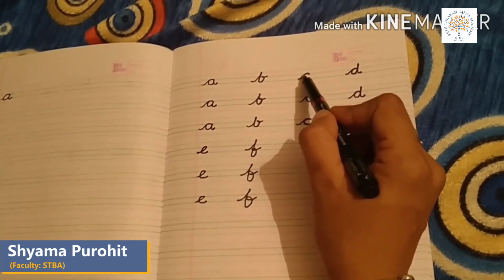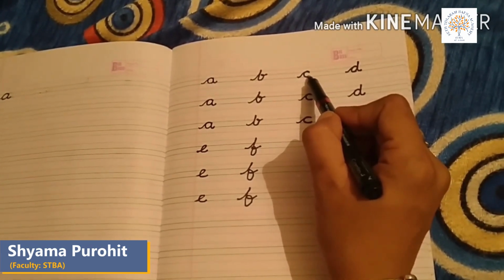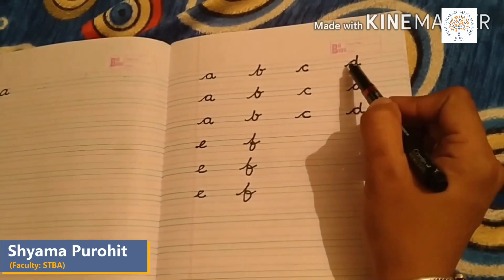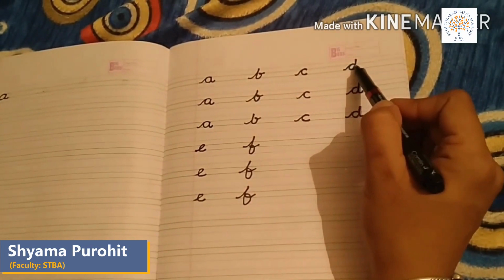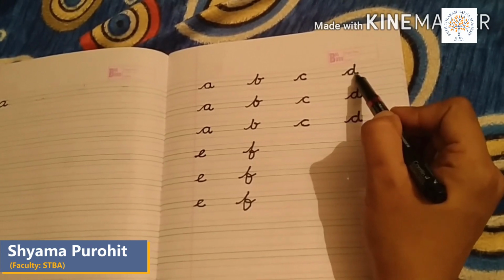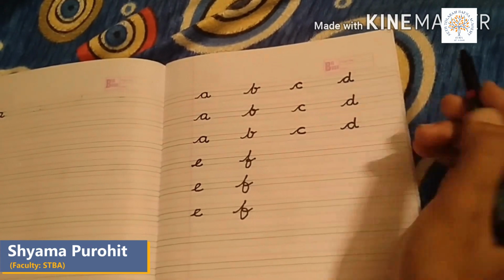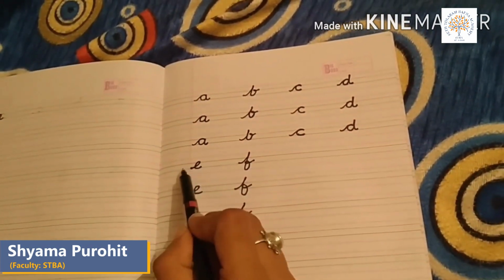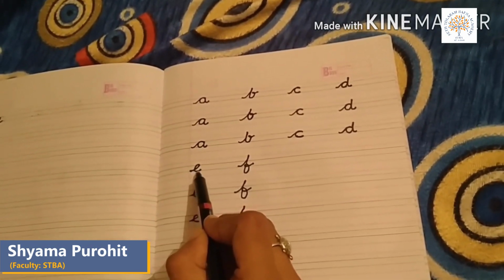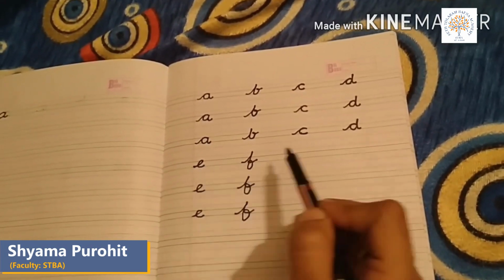Now C. Start with the third line, go to the second line, come down to the third line, make a curve. C. C for cat. Now D. Start with the third line, go to the second line, come down to the third line, go up to the red line, come down, make a little curve. D. D for doll. Now E. Start with the third line, go up to the second line, come down to the third line, make a curve. E. E for egg.